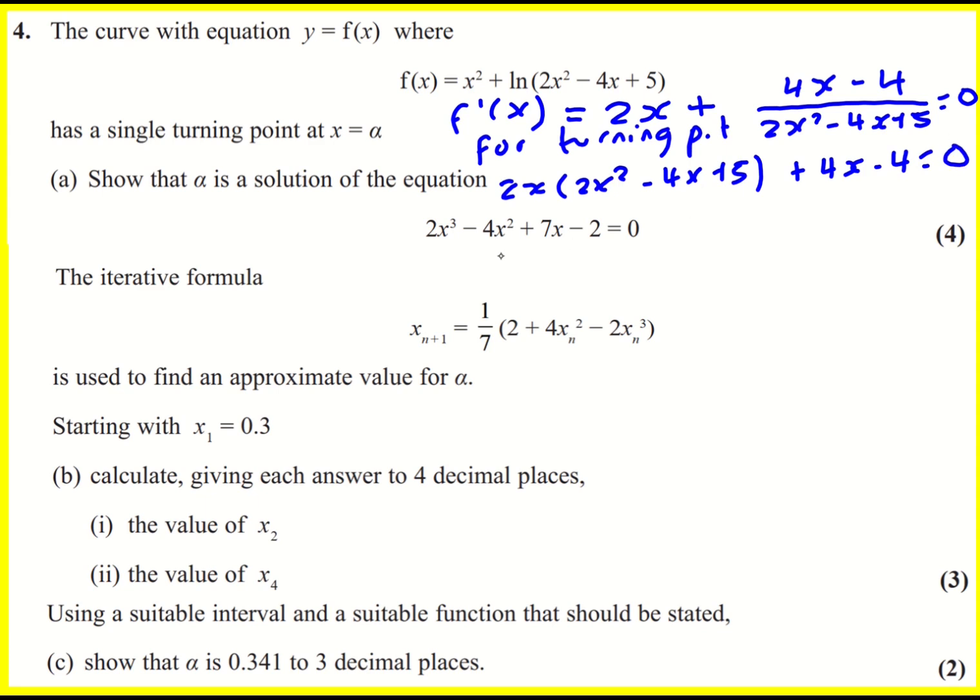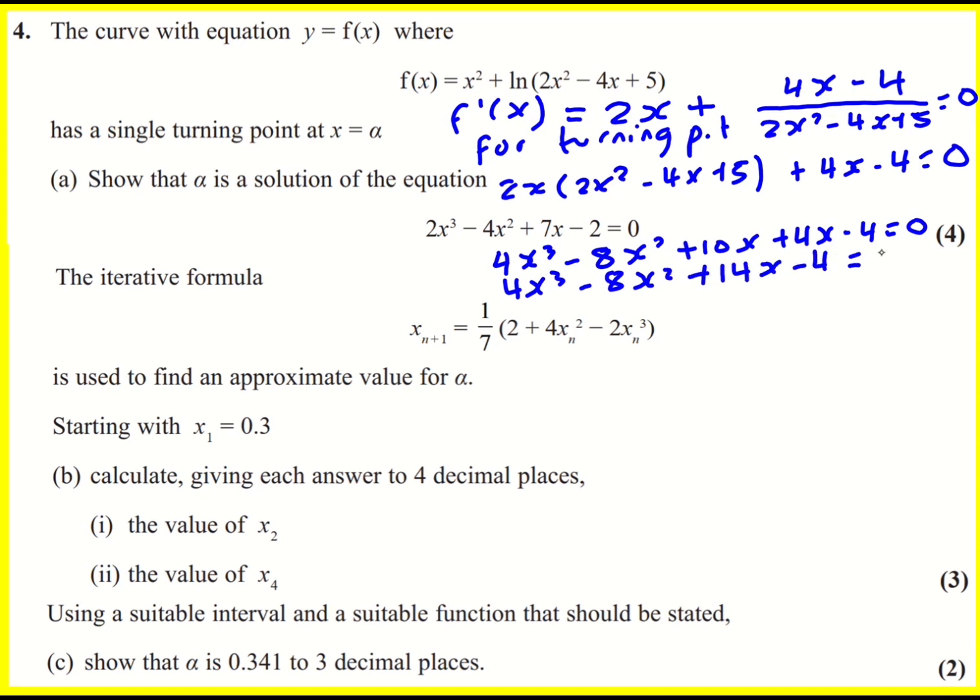Okay, expand the bracket. I could actually divide through by 2 right at this point, or I could do it at the end. I'll do it at the end, I think. 4x cubed minus 8x squared plus 10x plus 4x minus 4 equals 0. Okay, simplify it to that, and then divide through by 2 now. 2x cubed minus 4x squared plus 7x minus 2 equals 0, as required.